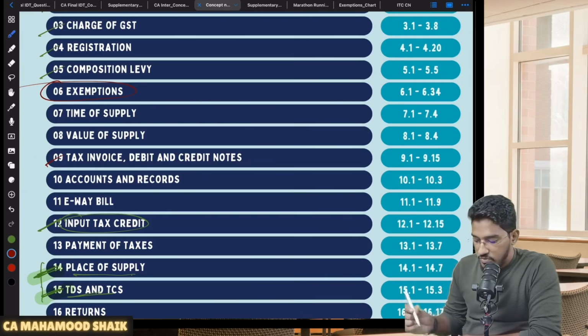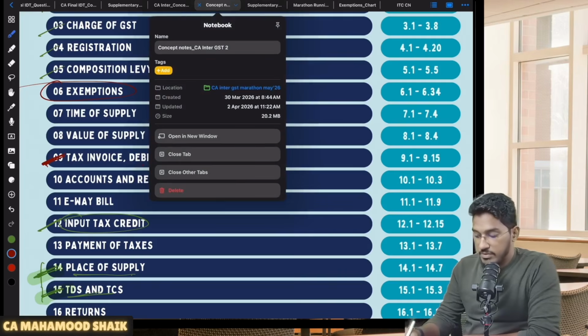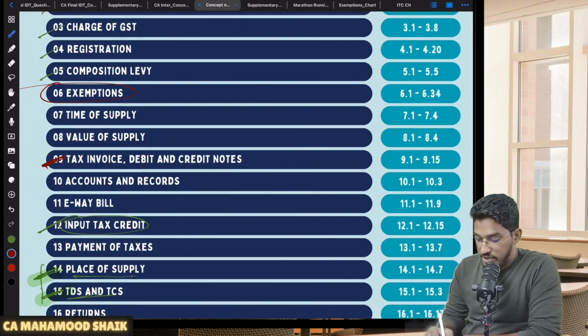Okay. So now quickly I will take you through the content of tax invoice, debit and credit notes. Why? Because some questions are going to come from here also, and tax invoice, debit and credit notes have a strong connection with the time of supply chapter also.